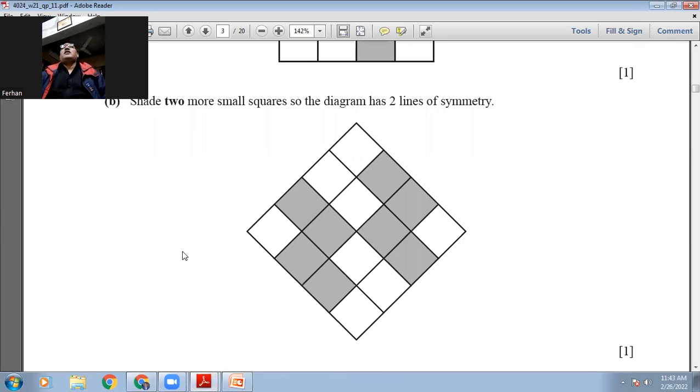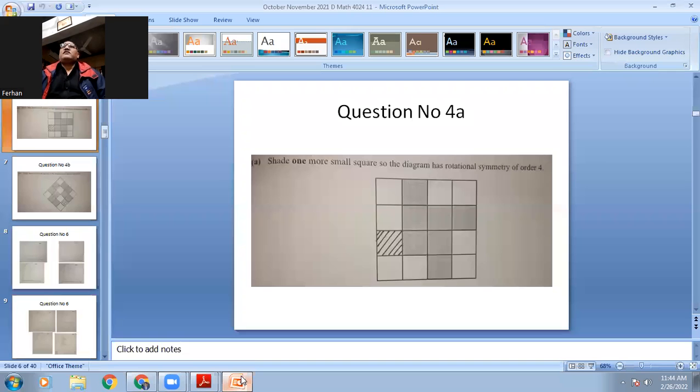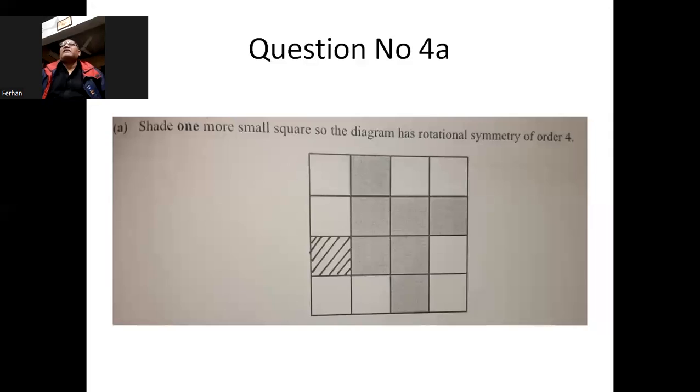He says shade, this is one mark question. He says shade 2 more small squares so that the diagram has 2 lines of symmetry. So you want 2 lines of symmetry. So if you shade this one, if I draw a line of symmetry like this, so I need to shade this one and this one, I think. Then you will have this line of symmetry and this line of symmetry. Let me show you my solution, then I will discuss how this is shaded.